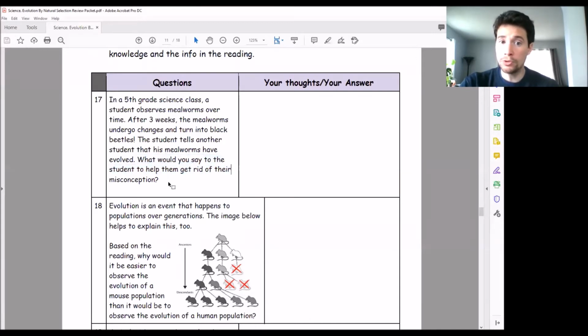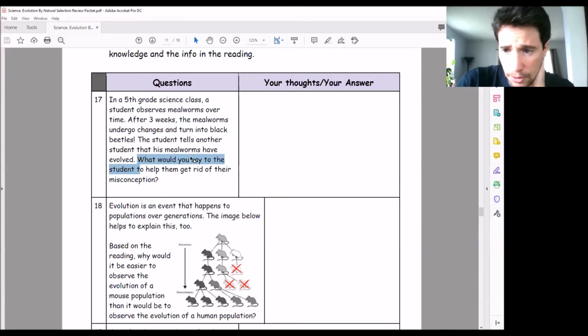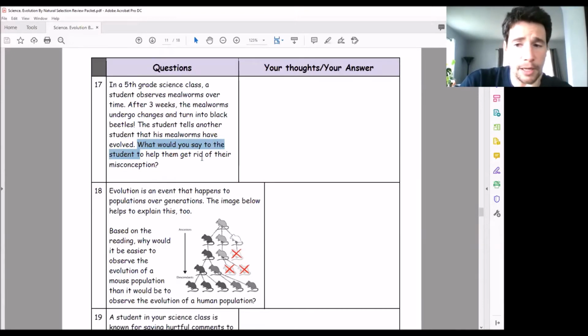So what would you say to the student to help them get rid of their misconception? So how would you explain that that is not evolution? So this is what you should highlight here. What would you say to the student, right? So this way you know how you're answering this. Please make sure that you're highlighting here, so I know that you're following directions. And also, again, this is really helpful to highlight these answers. It lets us know that you're on the right track and that you're paying attention here.